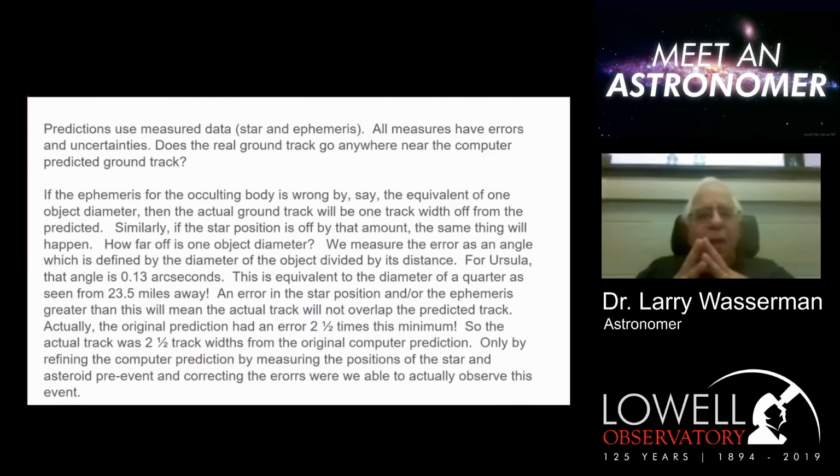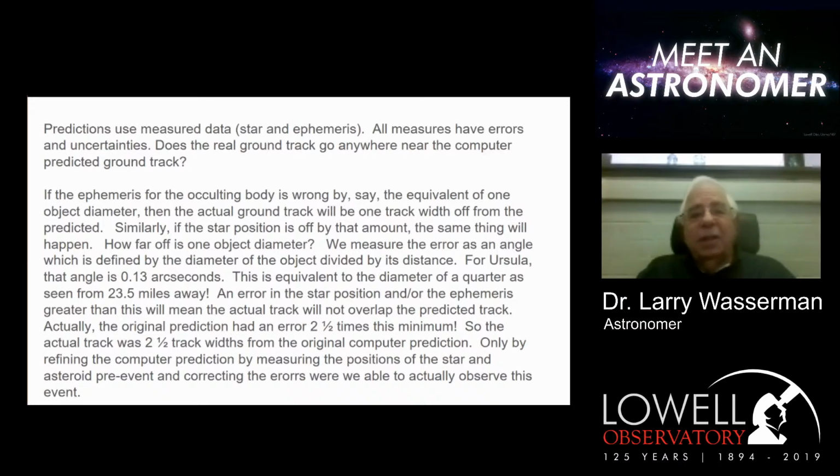Okay. An important point is to remember that predictions use measured data. Somebody's gone out and measured the position of the star. Somebody's fit an orbit to the ephemeris. And all measures have errors and uncertainties. I compute the track in the computer, and the question is, does the track actually go anywhere near where I've predicted?